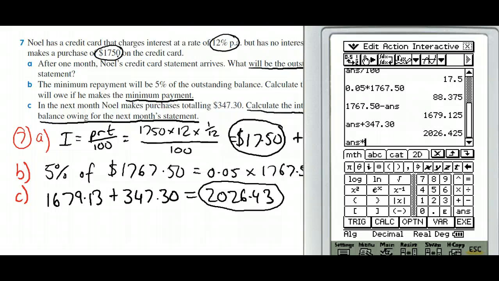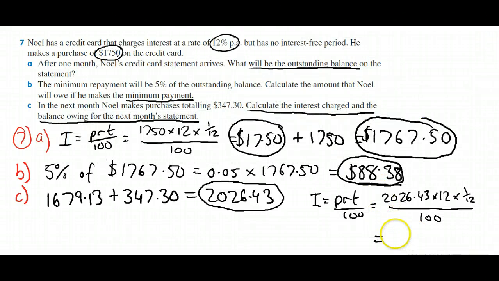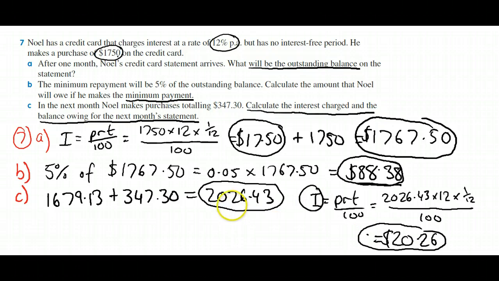When we put that into the calculator, we've got the answer from the previous question times 12% and times 1 month in terms of years, and we get that, and we divide that by 100, and that's how much interest he's going to have to pay in the next month. So $20.26. That's the interest that he has to pay for the next month, and so that's going to get added on to his existing balance.